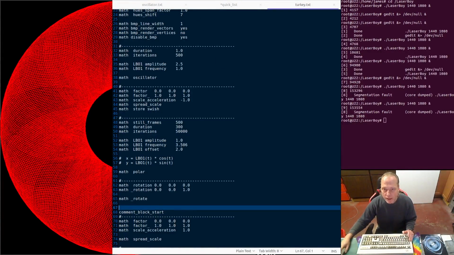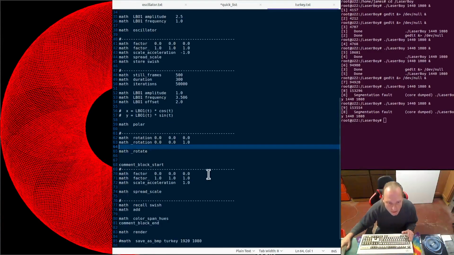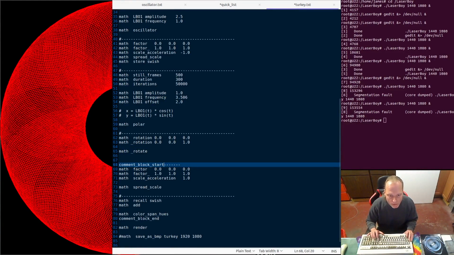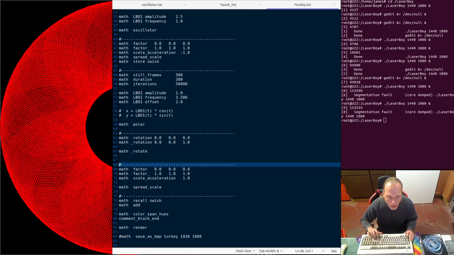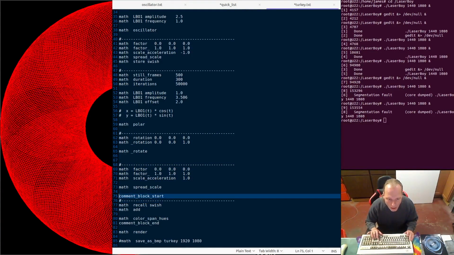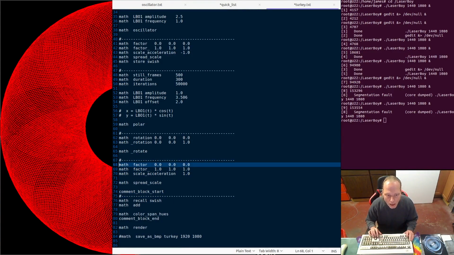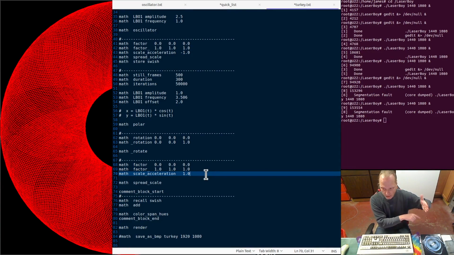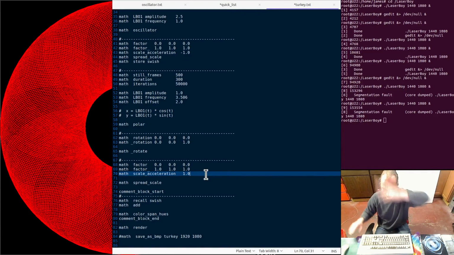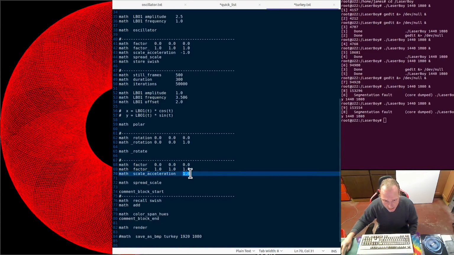The next thing we do, and in this case, we're using an acceleration of +1. So as factor is transitioning within the interval of the frame to factor underscore at the end of the frame, it's increasing exponentially because this is a positive number, right?